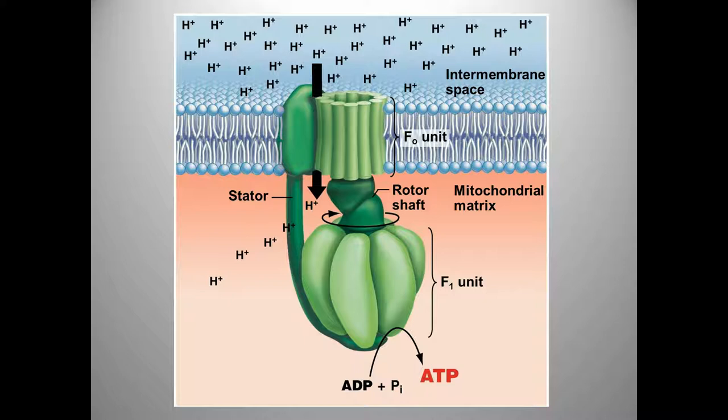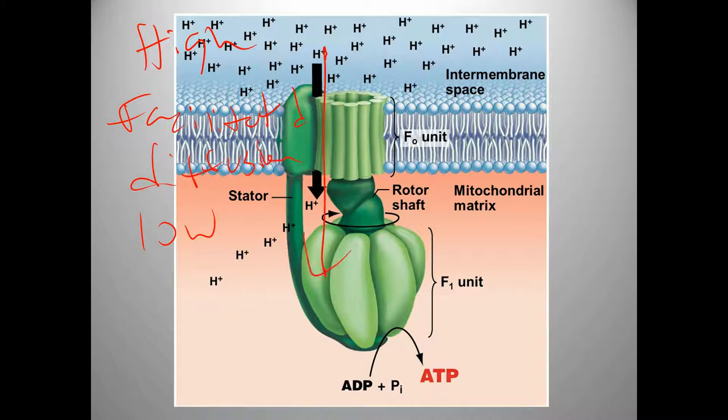So to look at this a little bit closer: high concentration of protons here, low concentration here. So we have the facilitated diffusion of protons down their concentration gradient. This movement of protons is coupled with the phosphorylation of ADP, forming ATP.